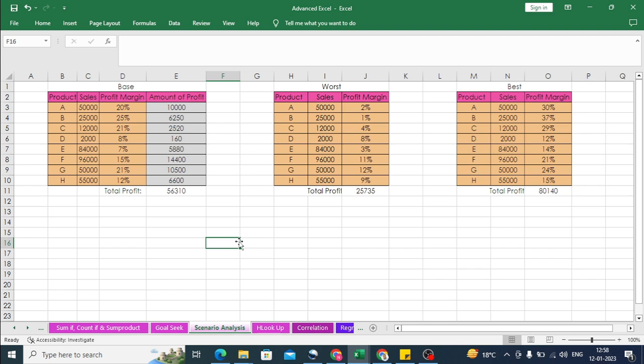So this is how you perform scenario analysis, and you can look at the base. If everything is normal, everything is okay, then the company will make 56,310 rupees. If everything goes wrong for the company, then it will earn a meager profit of 25,735. And if everything is even better than planned, then the total profit will be 80,140 rupees. So these are the three scenarios, and we now know what the total profit will be in the worst case and in the best case.